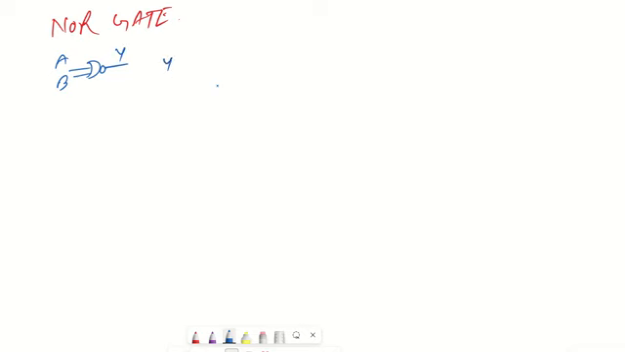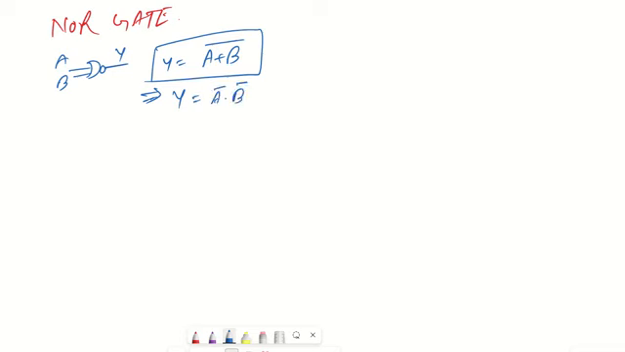Y is going to be equal to A plus B, that is OR, and the opposite or complement of that is my NOR. So this can also be written as Y equals A bar into B bar, by De Morgan's theorem. Now let us talk about the truth table. Suppose we have A, B and output is Y.